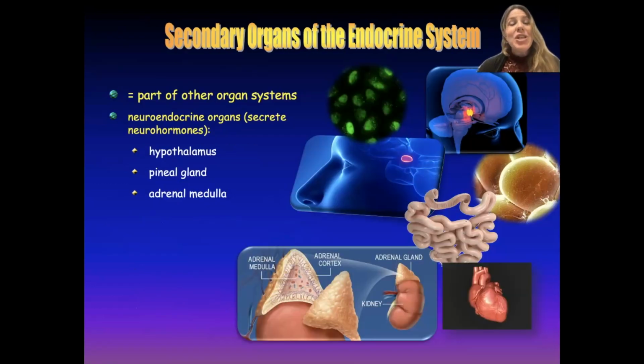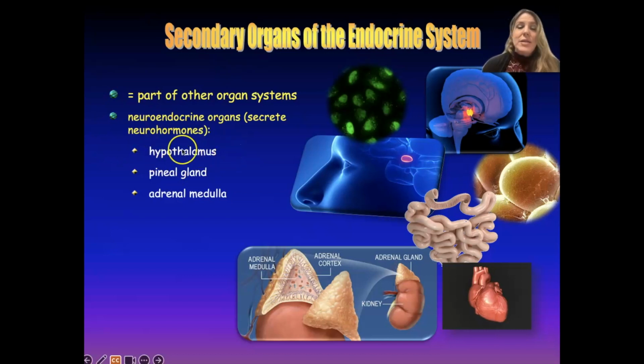Okay, so we mentioned that in addition to the primary organs of the endocrine system, there are also secondary organs. And they're called secondary because these organs are part of other organ systems. So they have multiple functions, but they do function in the endocrine system. So three of the obvious ones are what we call neuroendocrine organs. So in other words, they consist of nervous tissue, but they also secrete some kind of neurohormone.